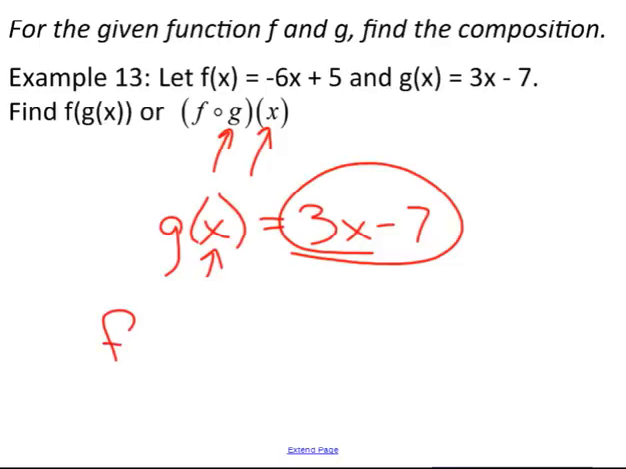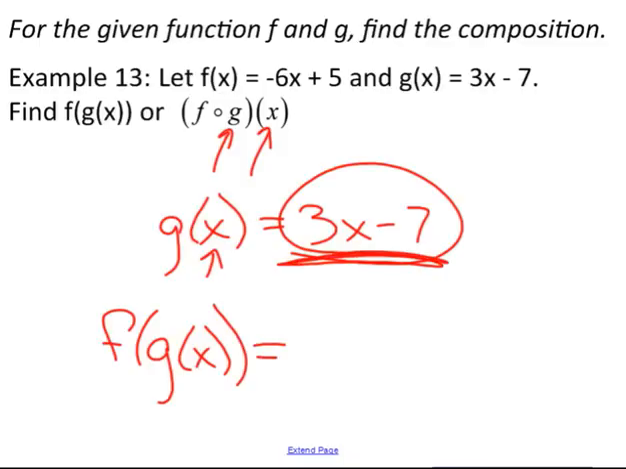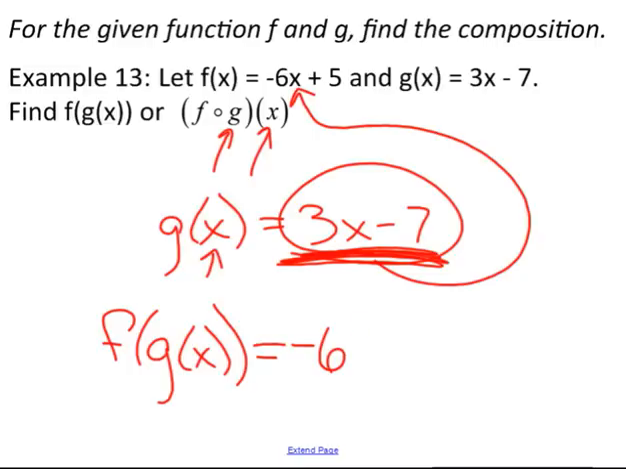So our f of g of x, we have to take this 3x minus 7 and substitute that in for x. So I've got my negative 6 for my f function, but instead of x, I'm going to replace it with my g function. It does need to go in parentheses. 3x minus 7. And I still have the plus 5.